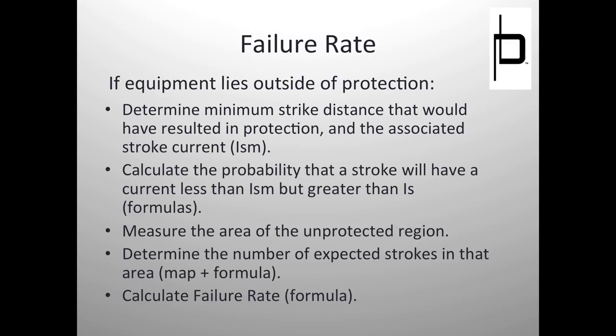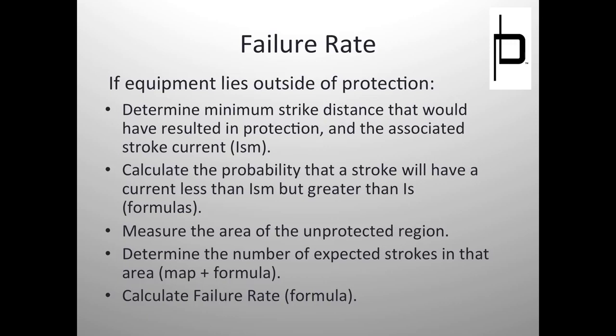When we're given a design, our clients will typically give us a design criteria. They'll say, design a lightning shielding system that gives me a failure rate of one failure every 100 years or better. If we get one failure every 100 years or better, we've met our goal. If we don't, then we need to go back and look at those unprotected areas and maybe add some mass or add some wires in there.